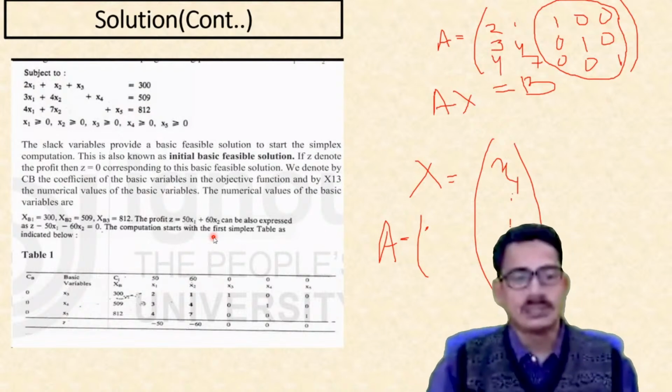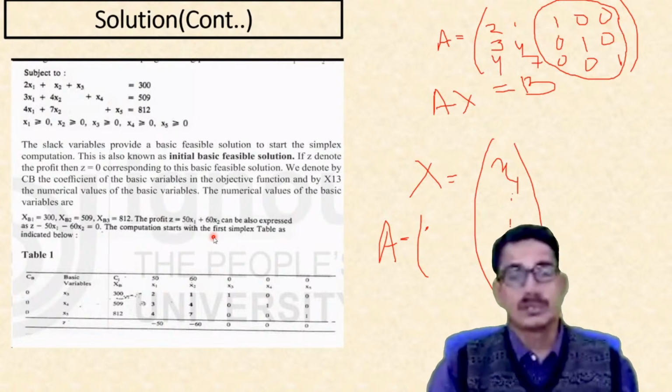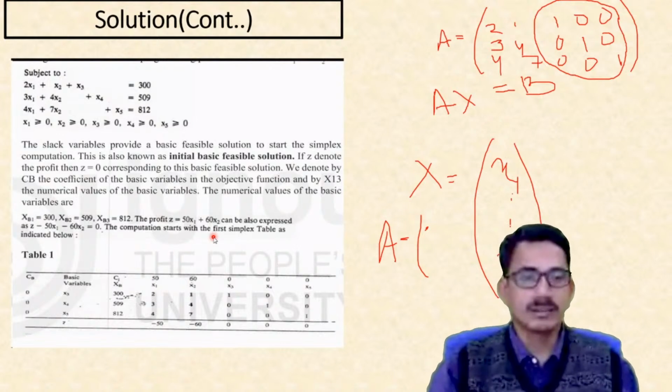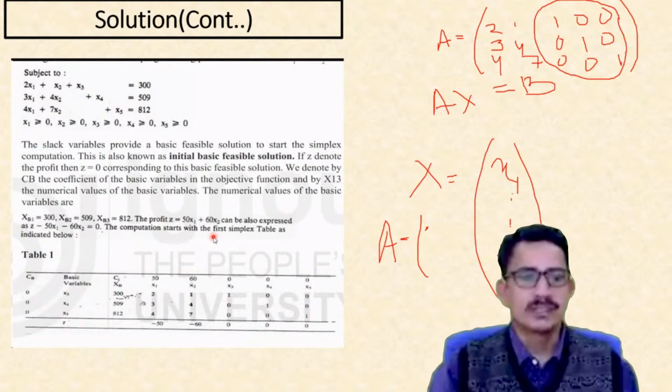Now there is a method to know whether the table is complete or will continue, a question that sometimes comes to our mind. The simplex method says you always have to find Zj minus Cj, which should be greater than or equal to 0, or else Cj minus Zj should be less than or equal to 0.